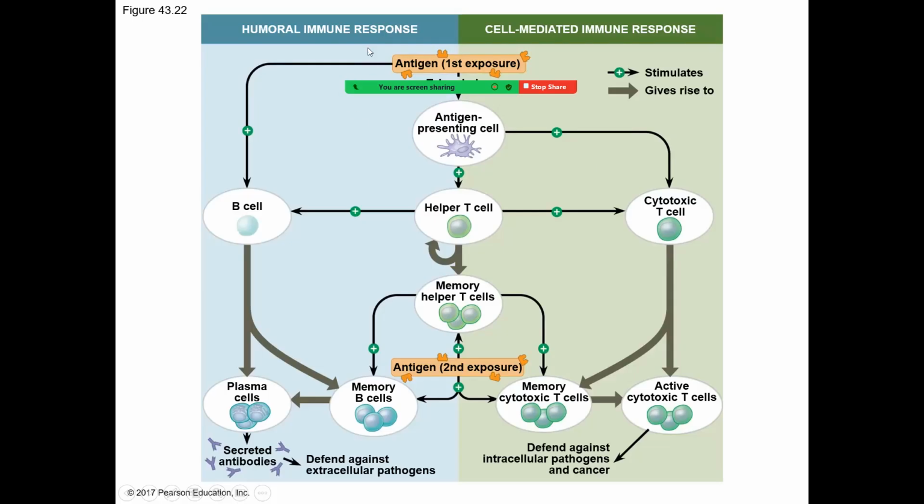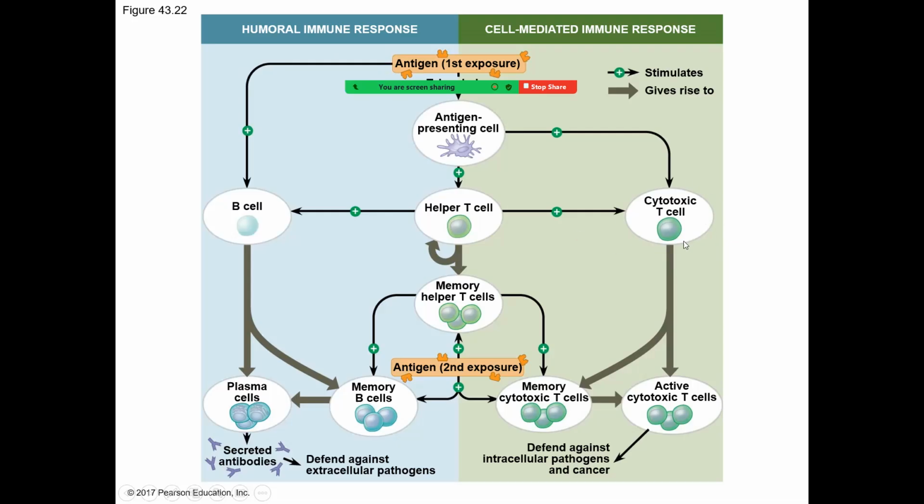So we have our first exposure to a particular antigen. We know that an antigen-presenting cell will take in that pathogen. So whether that be a virus, a bacterial cell, or a fungus, it's going to present a piece of that particular antigen to the helper T cell. That helper T cell will help to activate the B cell side, so the humoral side, but also the helper T cell helps to activate cytotoxic T cells.